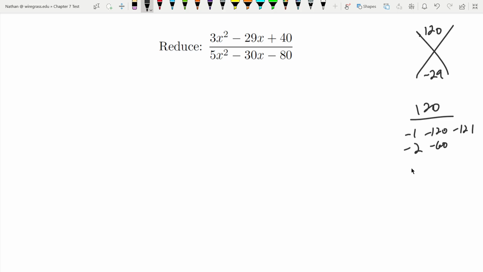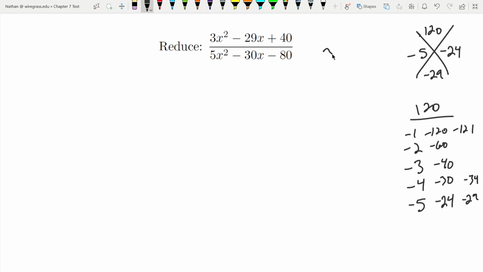That's still too far apart. That's negative 62. 3 and 40, still too far apart. 4 and negative 30. That's negative 34 when we add them up. So that's much closer. Negative 5 and negative 24. 5 times 20 is 100, and 5 times 4 is 20. And that gives me negative 29. So those are my two numbers.